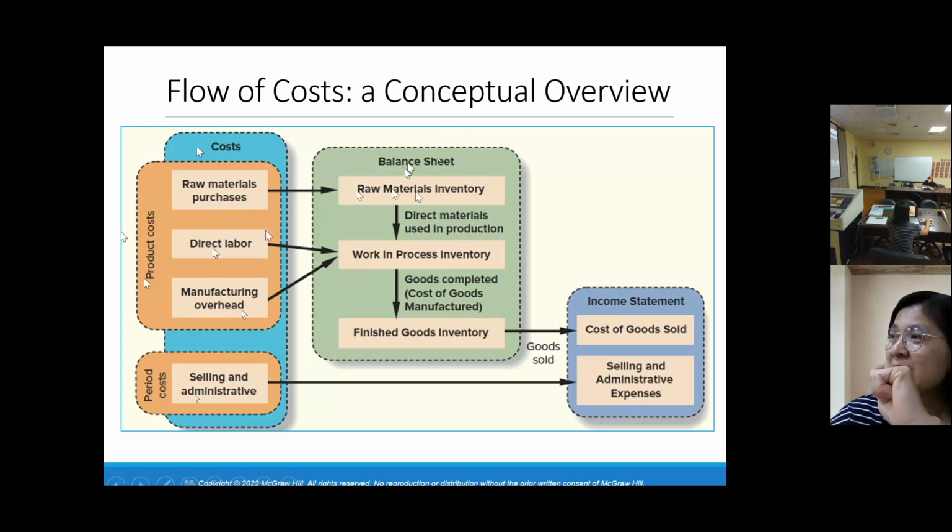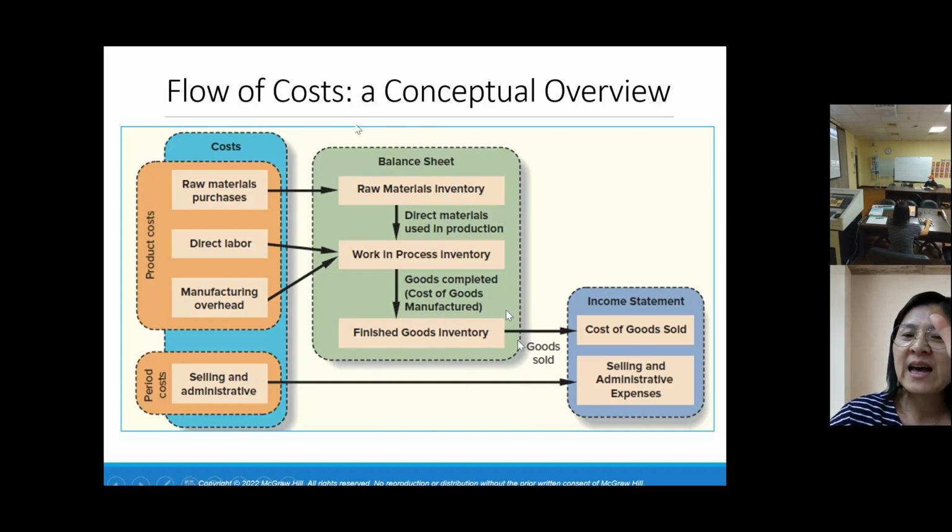The inventory includes raw material inventory, work in process inventory, and finished goods inventory. There are three forms of inventory: raw material, work in process, and finished goods. Both work in process and finished goods include direct labor and manufacturing overhead. So they are all balance sheet accounts.